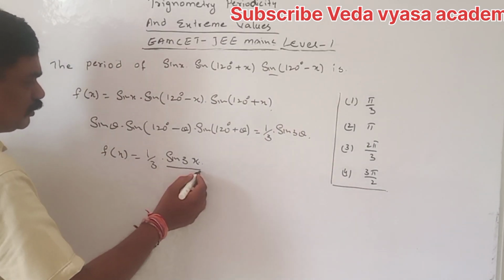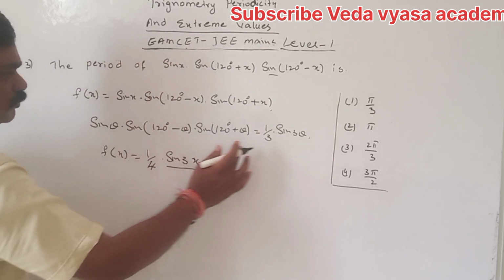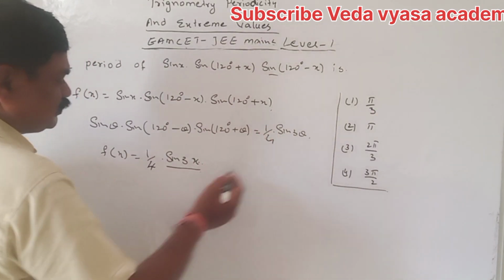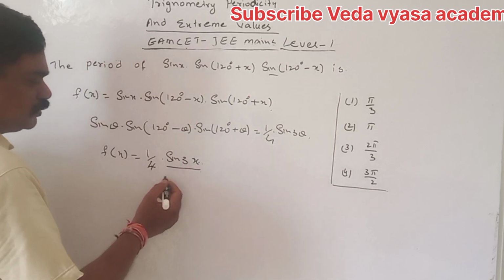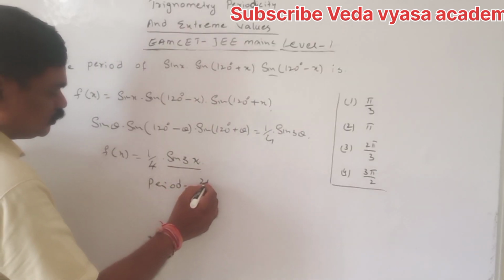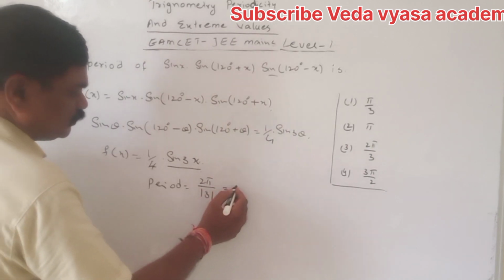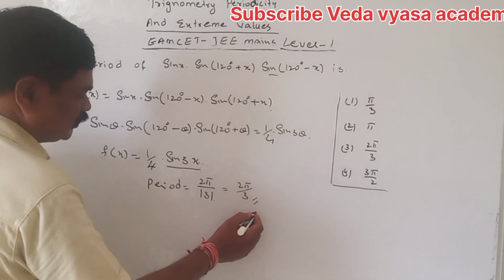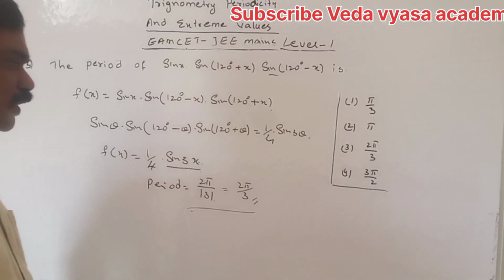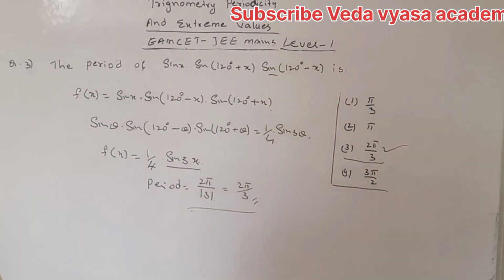So we have f(x) equal to 1 by 4 into sin 3x. So what is the period? Period is 2 pi by |3|, which is 2 pi by 3, is the answer. So we have 2 pi by 3, option 3 is the answer. Okay, all of you.